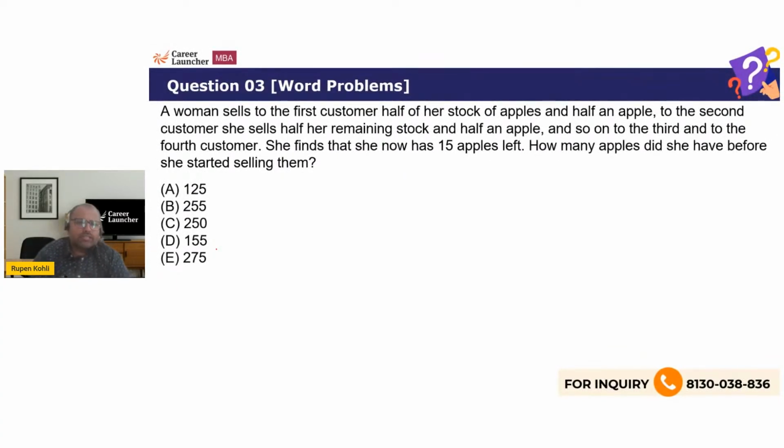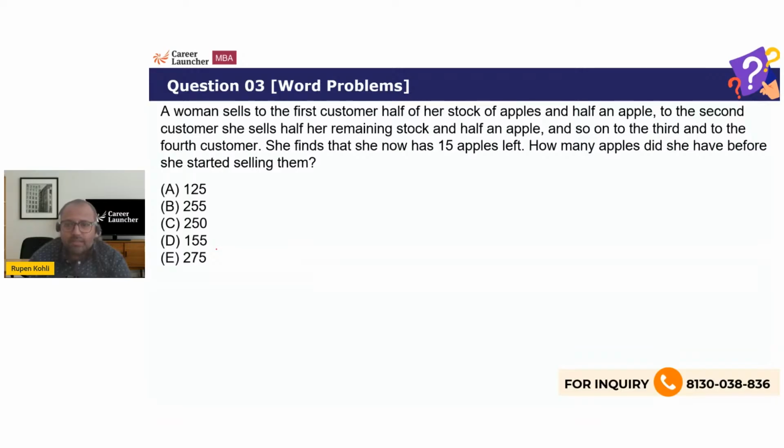Okay. The next question is a very famous sort of question which comes across many times, and it leaves a lot of students puzzled, but actually it is not like that if you carefully understand. Let's see. A woman sells to the first customer half of her stock of apples and half an apple. To the second customer, she sells half her remaining stock and half an apple, and so on to the third and to the fourth customer.